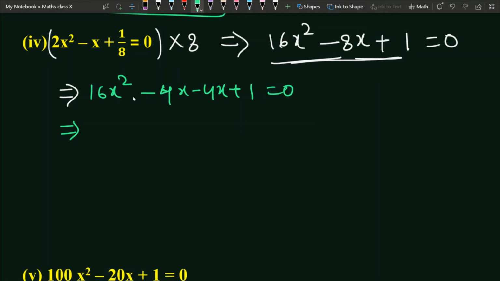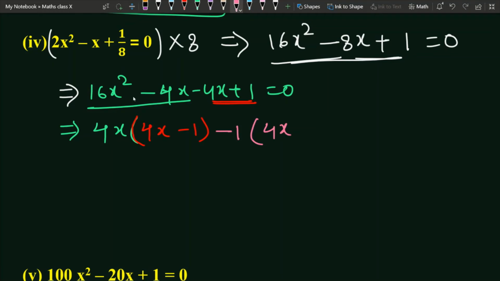Now it becomes: take 4x outside. The remaining terms are 4x and minus 1. Again, think about the common terms from this expression, minus 4x plus 1. So minus 1 is common. Nothing is common, you see, 4x will change the sign. It will become 4x minus 1 is equal to 0. See, we have got 4x minus 1 outside, remaining is 4x minus 1.